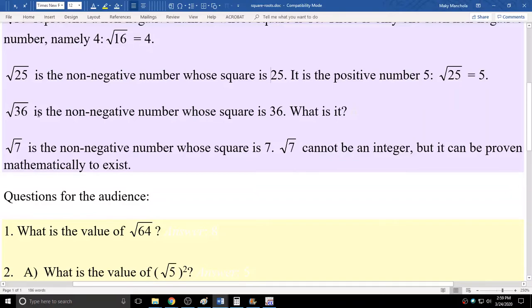The square root of 36 is the non-negative number whose square is 36. What is it? It has to be positive. So what positive number did you raise to the second power to get 36? Answer, 6.